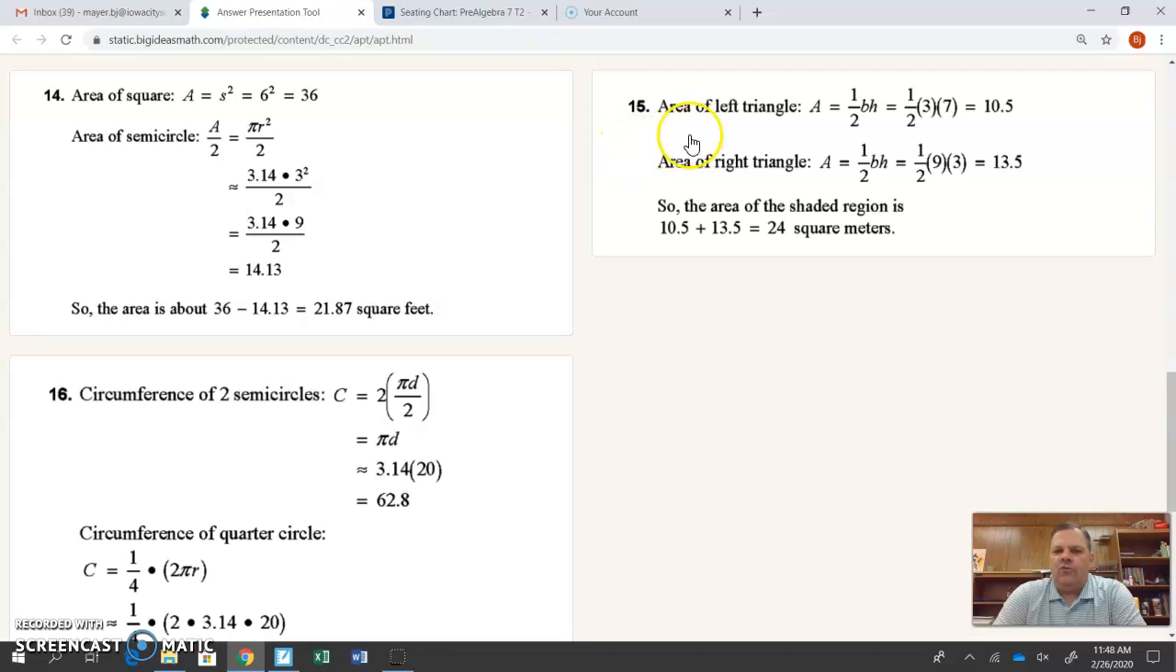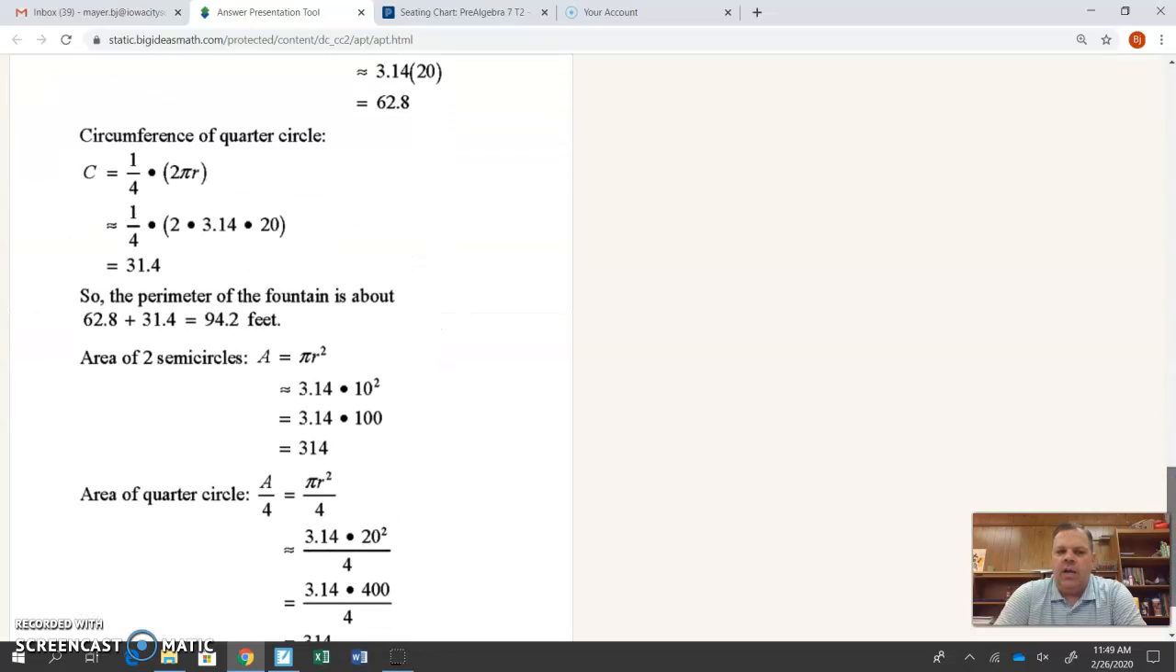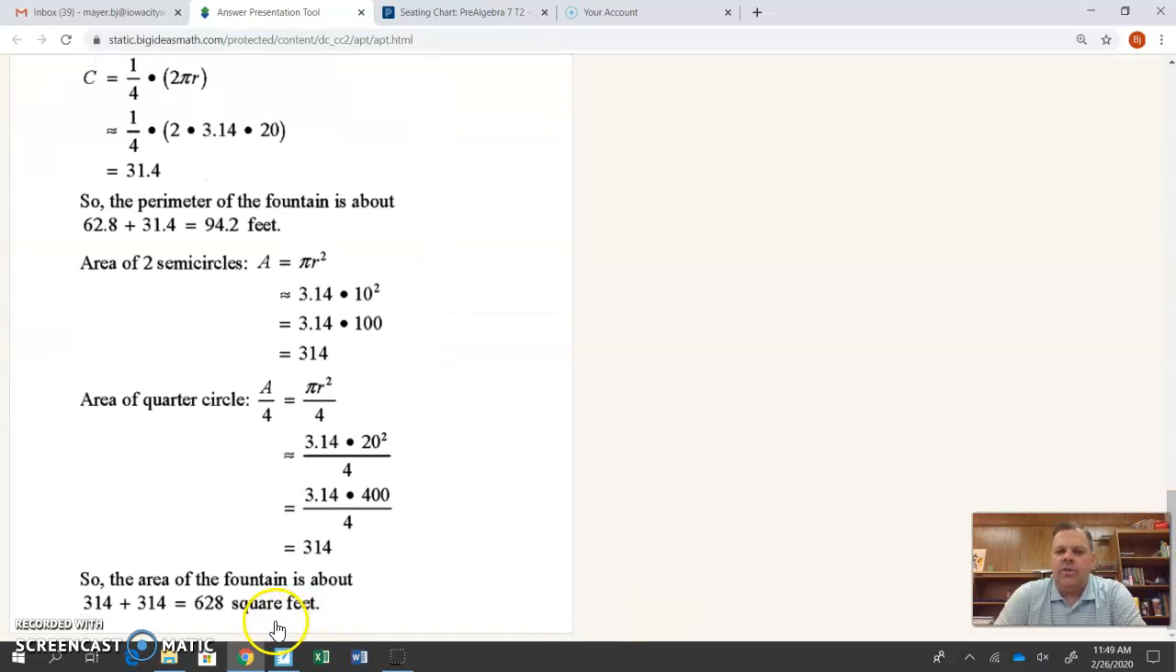Number 15, we have 2 triangles in there. One of them is 10.5, the other is 13.5. That is 24 square meters. And finally, number 16, our answer is 628 square feet.